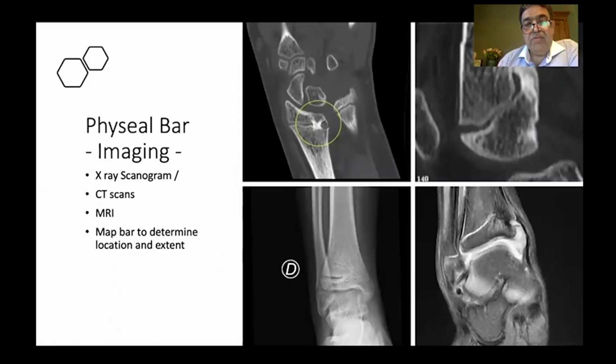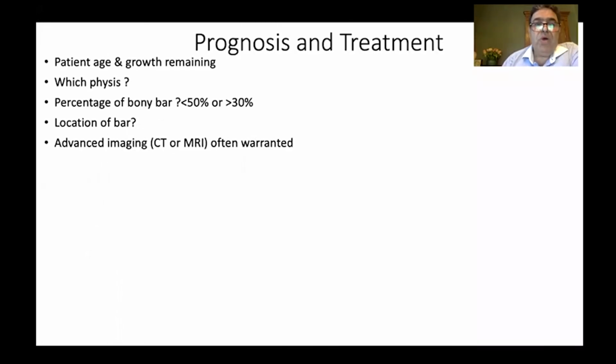This bony bar, if it happens, we should do proper mapping, and we should know the topography of the exact site and the extent of the bony bar. This is done through CT and MRI. What to do when you have a physeal bony bar? It depends on many factors.